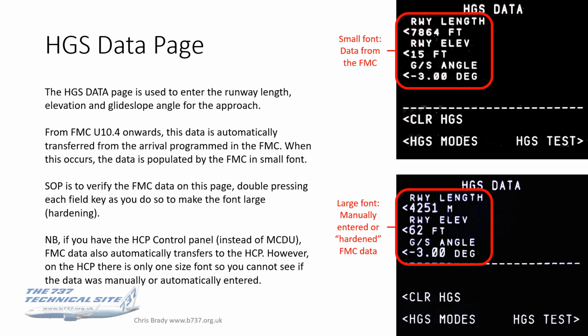I guess one thing worth mentioning is that if you've got an HCP, so the HUD control panel, instead of the McDo FMC data, there is only one font size on the control panel, so you can't see whether that data was manually or automatically entered. So just a little gotcha there for crew procedures.